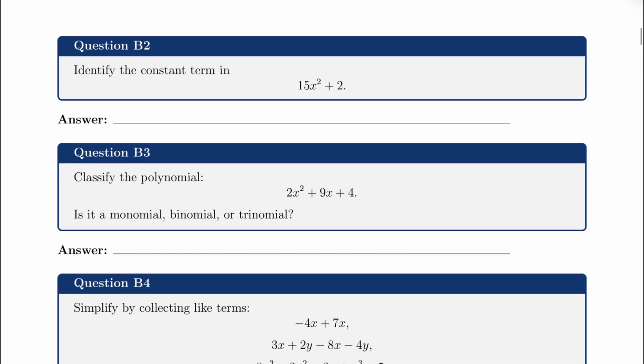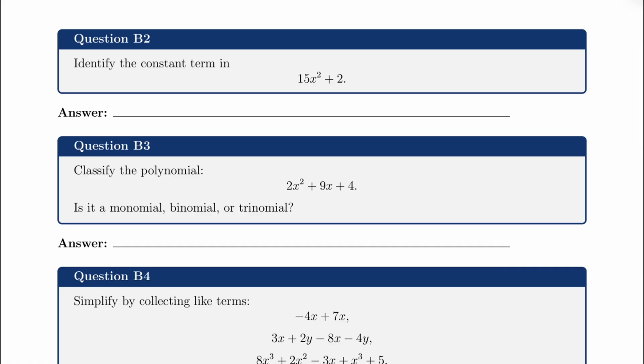Now, in the next question here, let us identify the constant in this expression, right? So we have 15x squared plus 2. A constant term is a term that has no variable. So here the constant that is independent of a variable is 2. Okay, so that constant is 2.